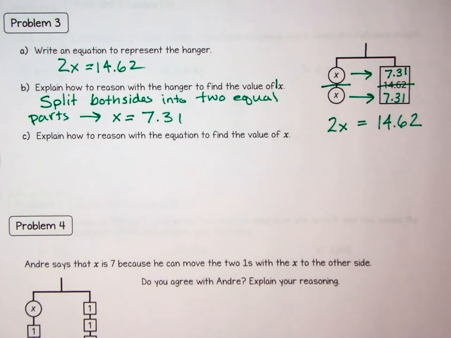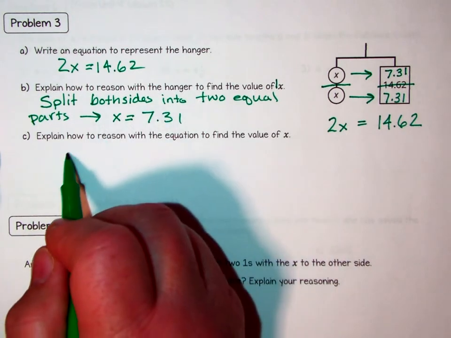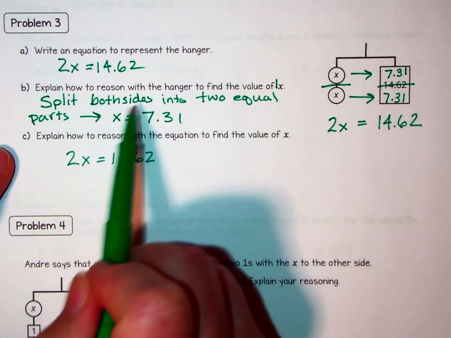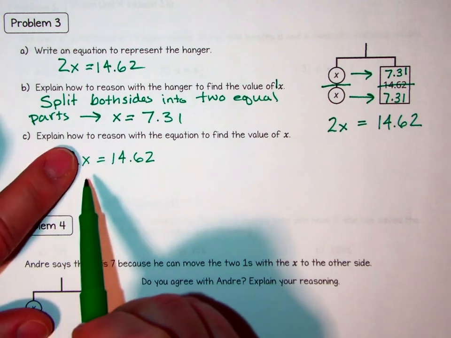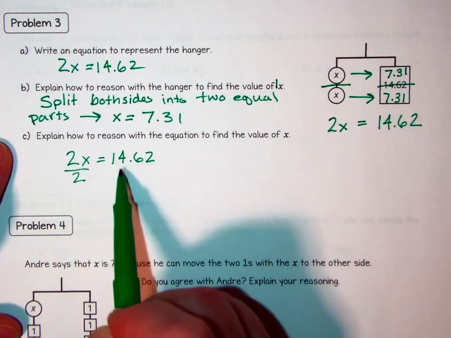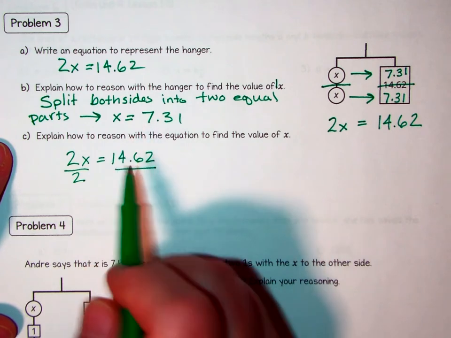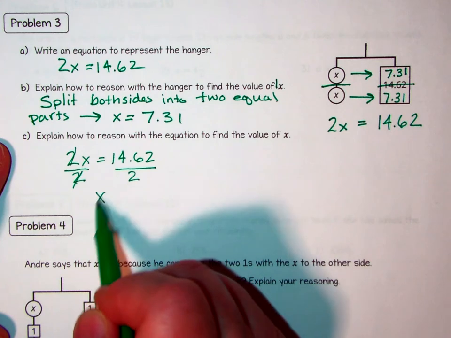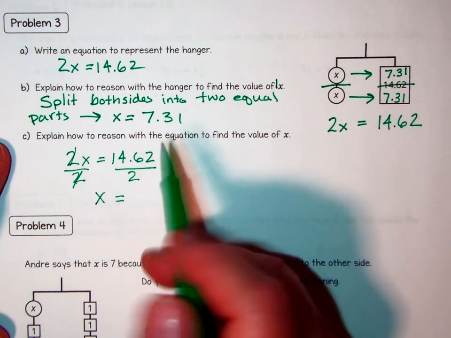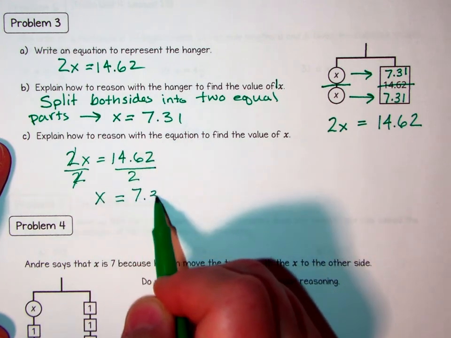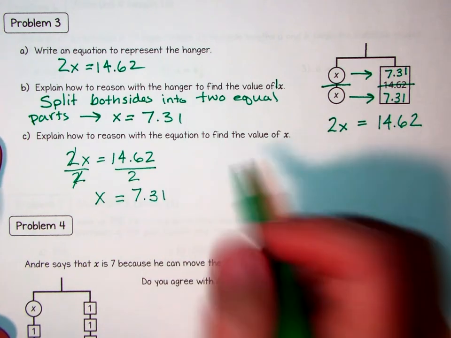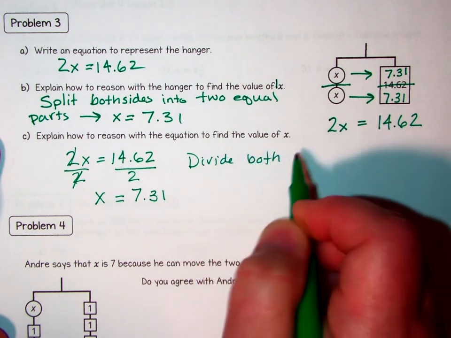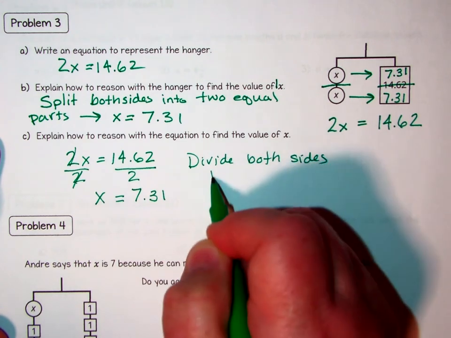Explain how to reason with the equation to find the value of x. My equation was 2x equals 14.62. And I just want to know what 1x is. So I would have to divide this side by 2. And to keep my equation true, if I divide one side by 2, I've got to divide the other side by 2. So 2 divided by 2 is x, just 1x. And 14.62 divided by 2, I've already done that, is equal to 7.31. So my explanation is divide both sides by 2.